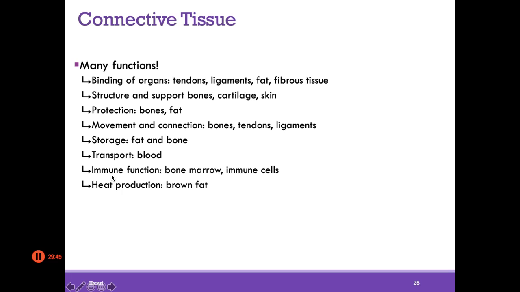There's an immune function, right? So connective tissues have cells that can attack foreign invaders, right? So the bone marrow has these immune cells. And finally, in children and in babies, some of the fat has some heat productive function. So it can produce heat. So connective tissue, again, has many diverse functions.